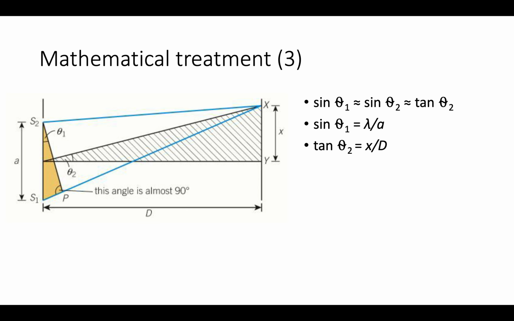So if we say that sine θ1 is approximately equal to sine θ2, that means lambda over A is approximately equal to x over D. And that's usually rearranged slightly to make lambda the subject. So lambda is approximately equal to AX over D.